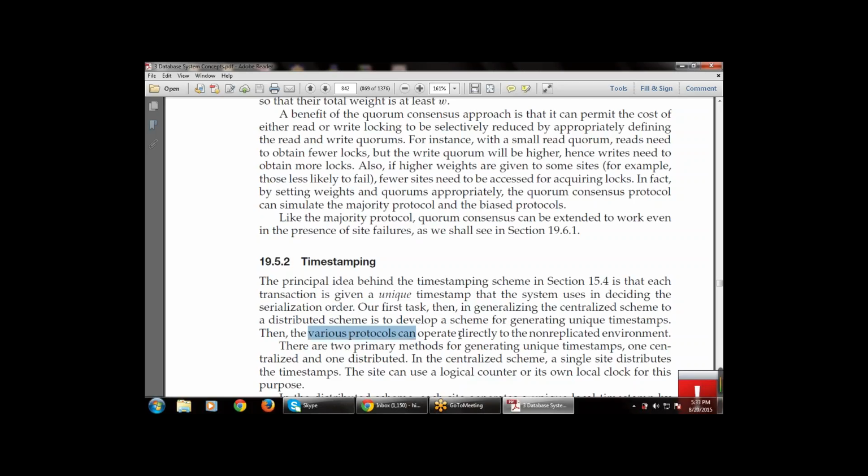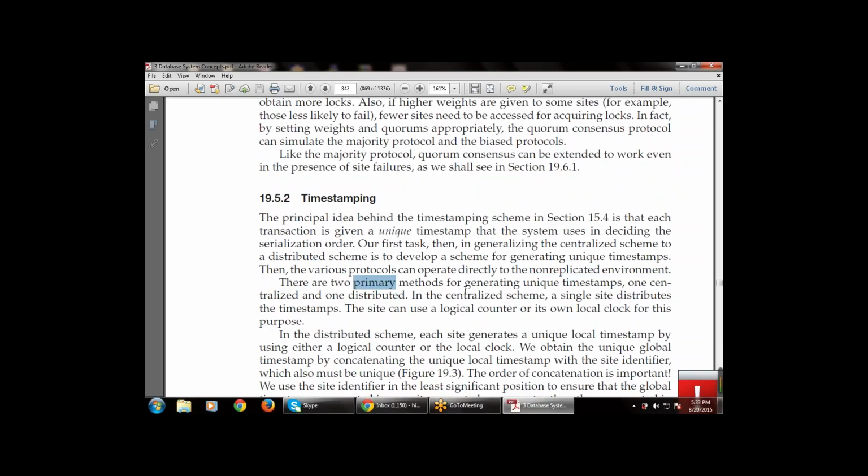There are various protocols that operate directly in the non-replicated environment. There are two primary methods for generating the unique timestamp: one is the centralized method, one is the distributed method. In the centralized scheme, a single site distributes the timestamps, and the site may use a logical counter or its own local clock for the purpose.